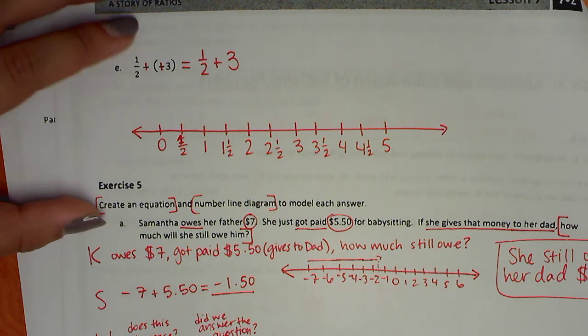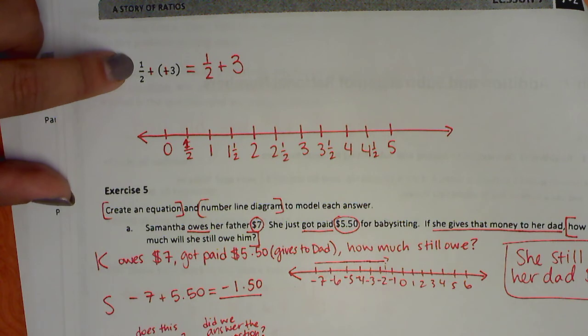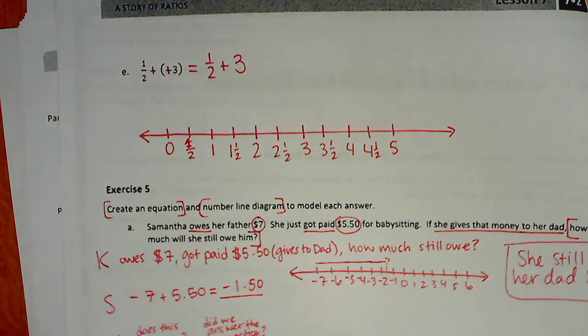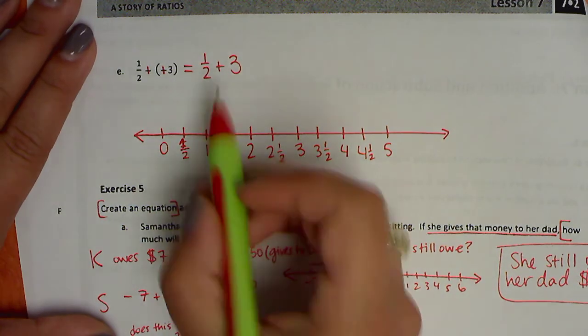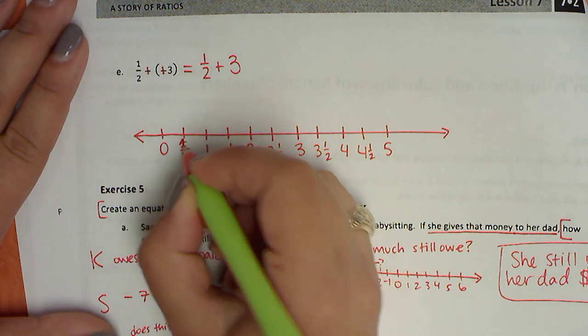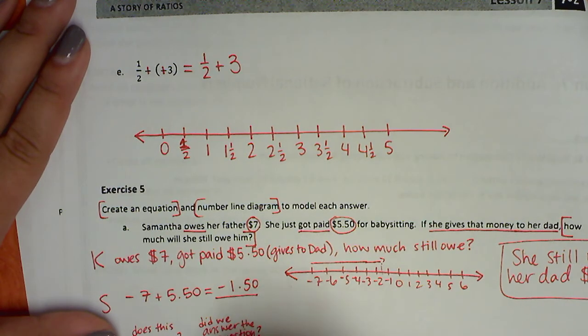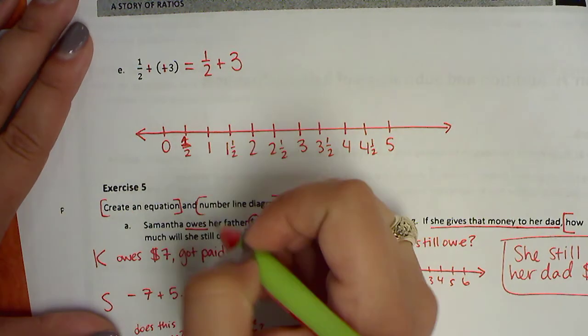So when you're deciding what numbers to draw, I want you to think about where am I going to start and which way am I going to go? What numbers do I need? I know I'm going to start at 1/2 and go to the right. So I need to have 1/2 on here, and I need to have the numbers that go to the right of 1/2. So I start at 1/2 and I go 3.